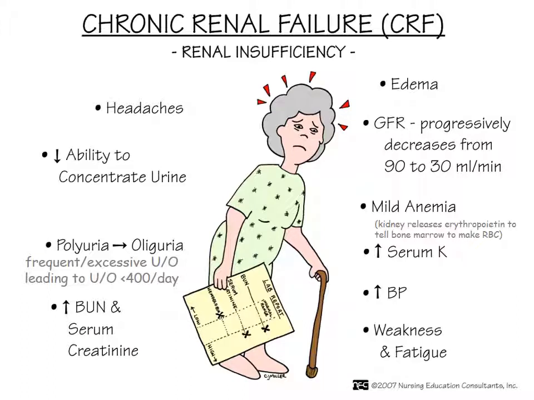This slide shows some of the clinical manifestations of chronic renal failure and renal insufficiency. They include headaches, edema, a glomerular filtration rate that progressively decreases from 90 to 30 milliliters per minute, mild anemia as the kidney releases erythropoietin to tell the bone marrow to make red blood cells, increased serum potassium, increased blood pressure, weakness and fatigue, increased BUN and serum creatinine, inability of the kidneys to concentrate urine, and polyuria progressing to oliguria.